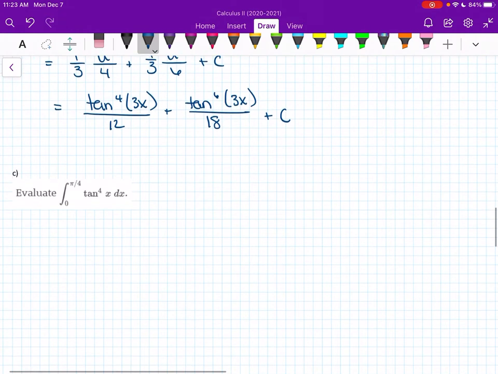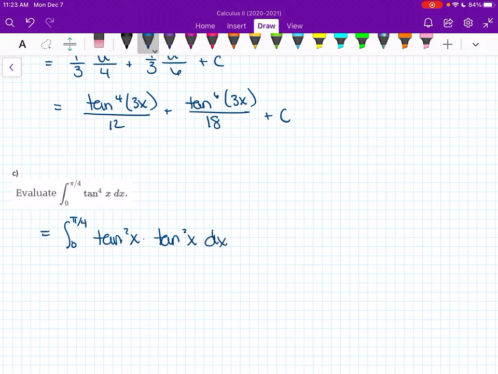All right, our next example, we have a definite integral from 0 to π/4 of tan⁴x dx. So this one we have no secant factors. So what we're going to do is convert one of the tangent squared factors to a secant squared. Sorry about Philip. All right, so the first thing I'm going to do is rewrite this as tan²x times tan²x, and then convert one of them to sec²x − 1.